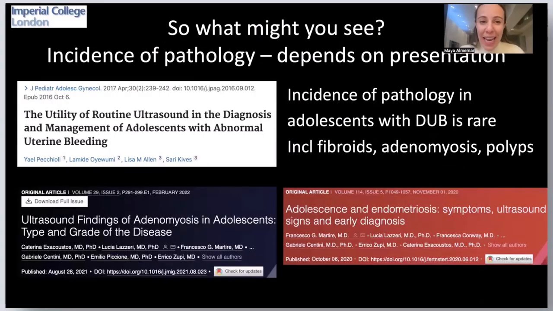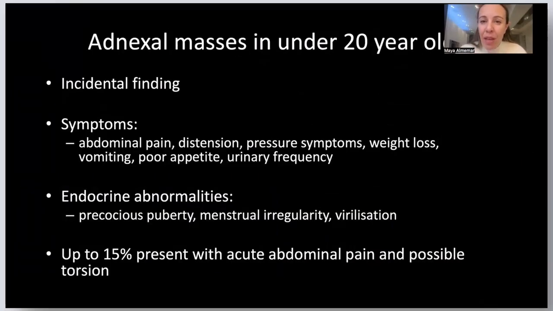Well, what might we see in any of these circumstances? Well, of course, it's going to vastly depend on what the reason you're doing the scan is and what the clinical presentation might be. But overall, the incidence of pathology in this age group in terms of gynecological pathology tends to be rare. Let's talk about each of those circumstances of when you might scan and what you might see.